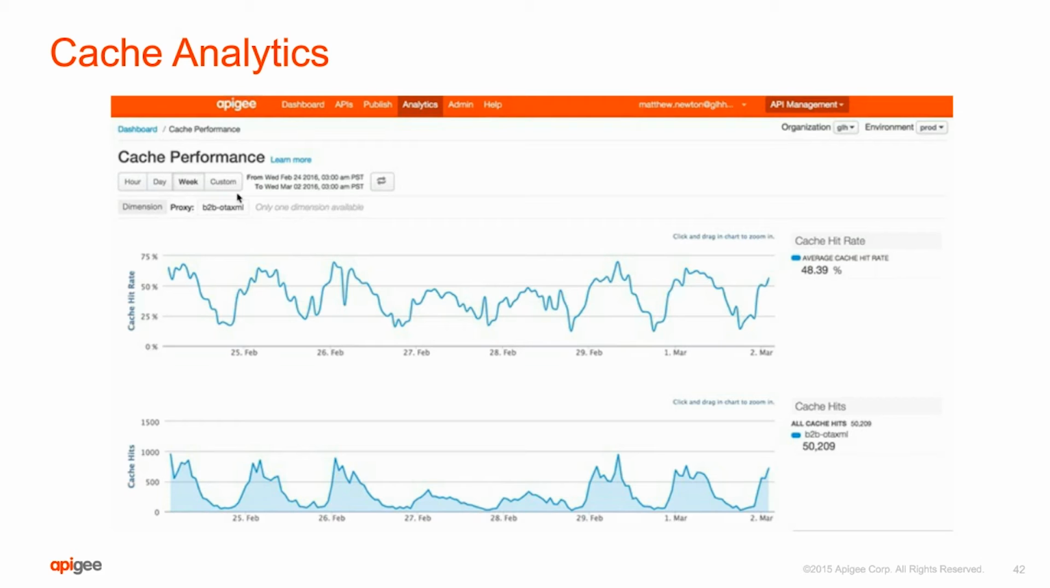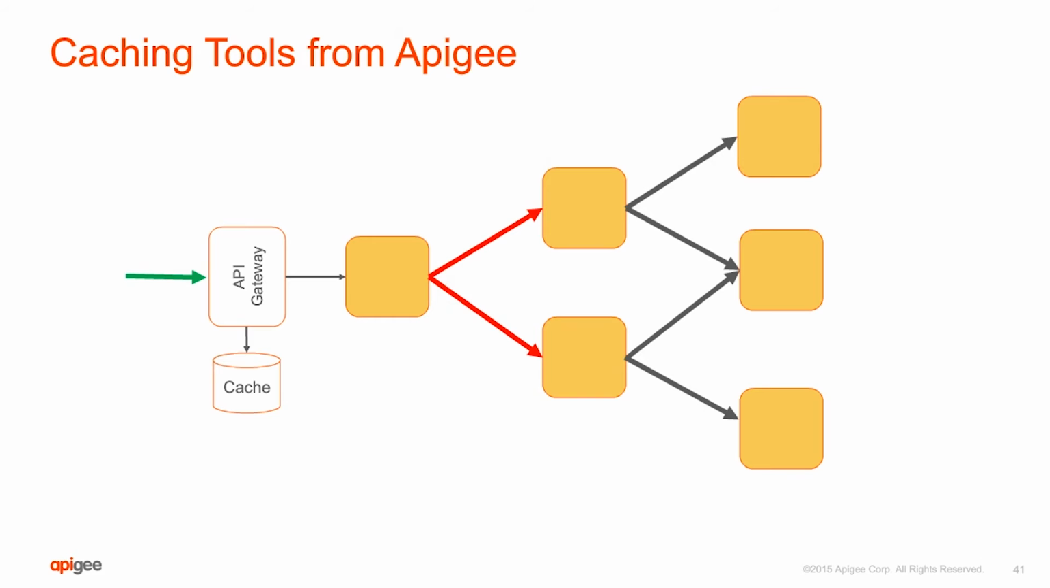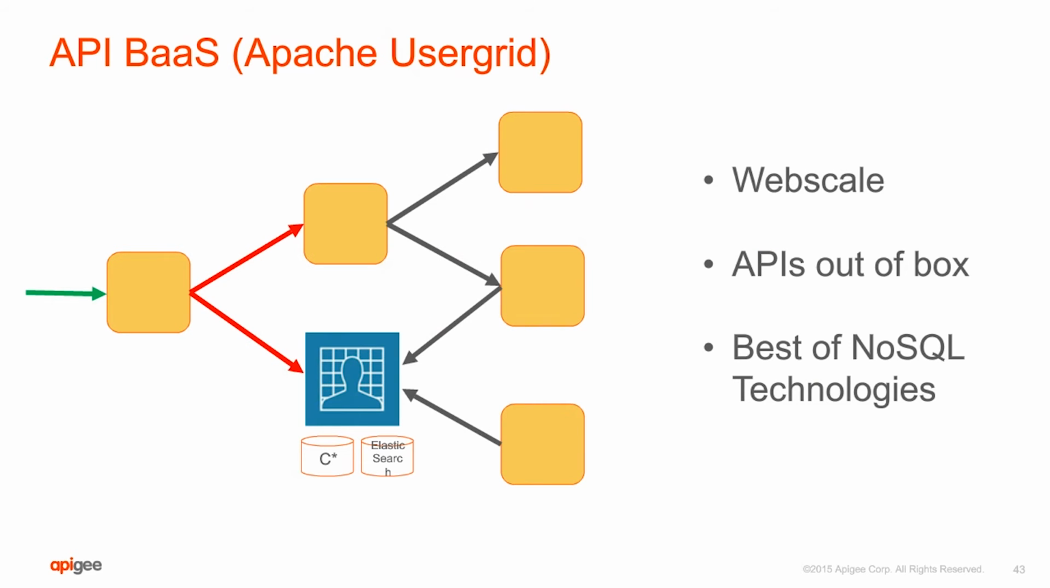The other thing that we have is a product called API BaaS. So this is based on Apache Usergrid, and it's a backend service that combines the best of Cassandra and Elasticsearch and puts it behind an API. Cool. So instead of you having to spin up your own Cassandra server and muck around with all the indexes, which developers probably get wrong. Not easy. Yeah. And especially not easy to get right in production, and especially not easy to get right in production at scale.